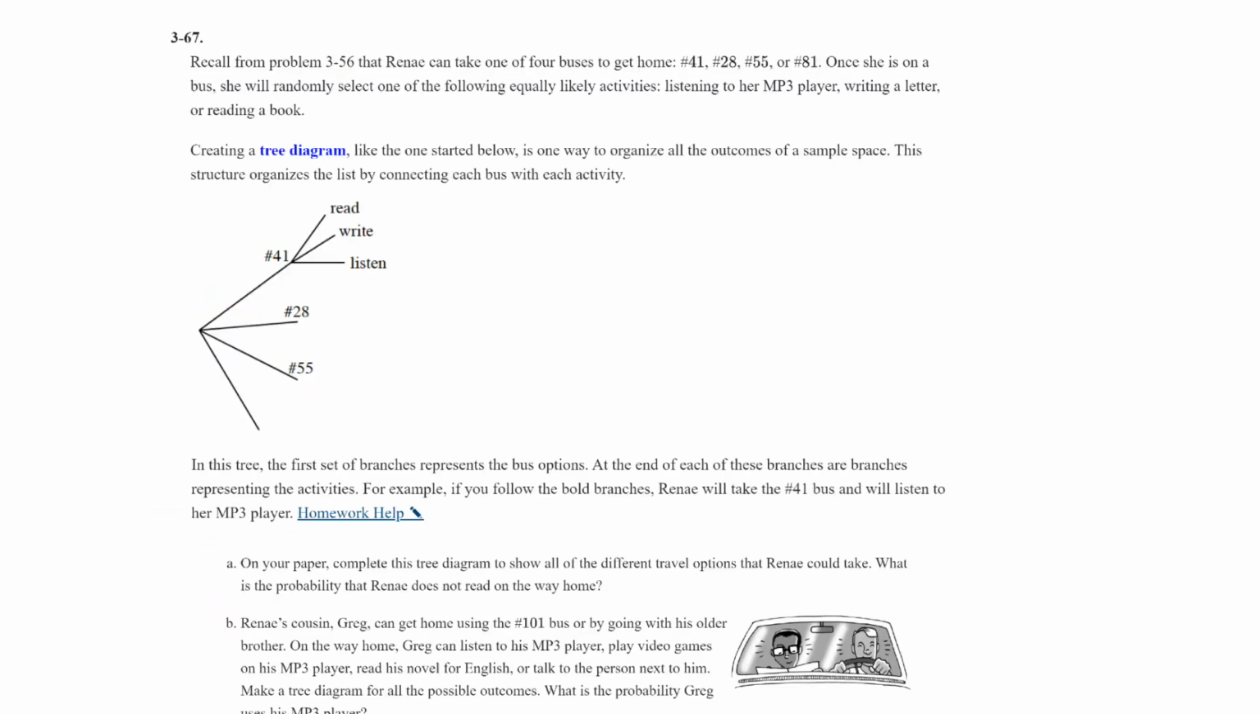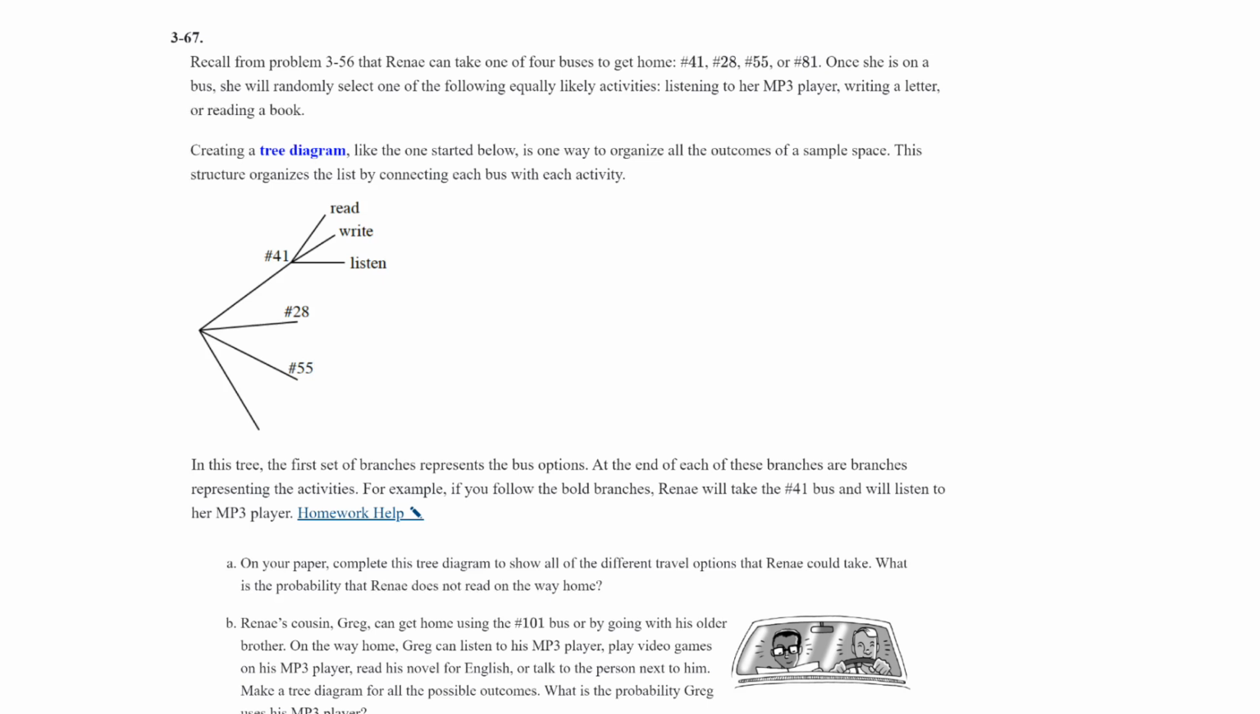Question 67. Look at all this stuff. All right. Recall from problem 3-56, so you might need to go back, that Renee can take one of her 4 buses to get home. Once she is on the bus, she will randomly select one of the following equally likely activities: the MP3 player, writing a letter, or reading a book.